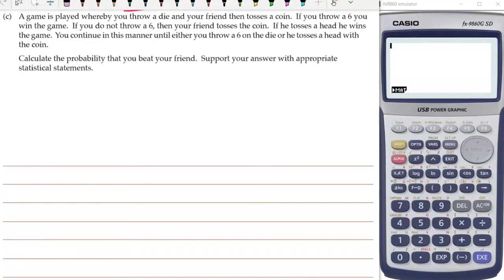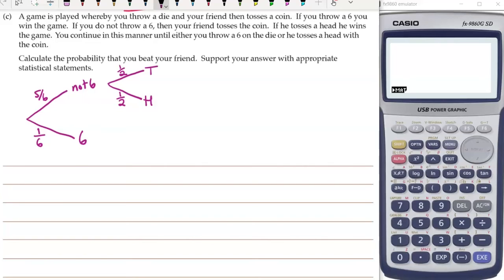Okay, we have a game being played where we have a dice being rolled first, and if we get a 6, it stops. So I'm going to put that actually on the bottom branch for this one. Now, the chance of rolling a 6 is 1/6, and not getting a 6 is going to be 5/6. Now, if we get a 6, the game ends and you've won. If you don't get a 6, then your opponent tosses a coin. Now, if he tosses a head, then he wins the game. So I'm going to pop head down here. Half, half. Tails would lose. So if he gets a head, then he wins.